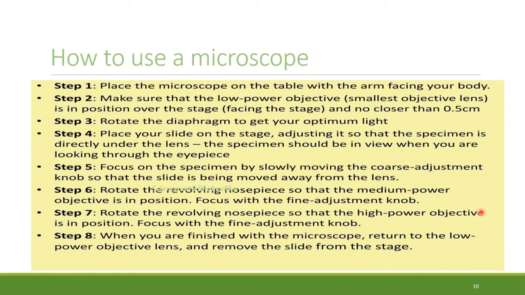Then, focus on the specimen by slowly moving the coarse adjustment knob so that the slide is being moved away from the lens. After that, rotate the revolving nose piece so that the medium power objective is in position. Focus with the fine adjustment knob when you are moving the lenses up and down using medium power or high power objective lenses. Rotate the revolving nose piece so that the high power objective is in position. Focus with the fine adjustment knob.